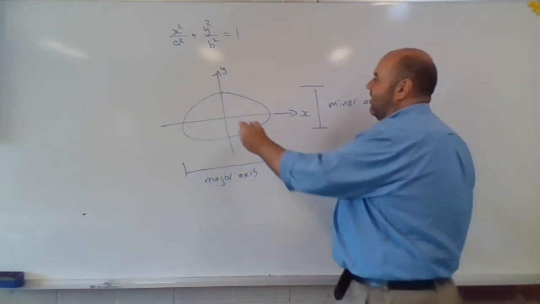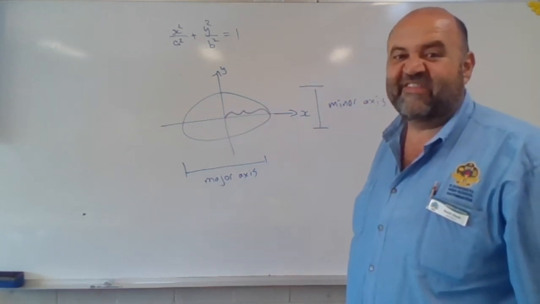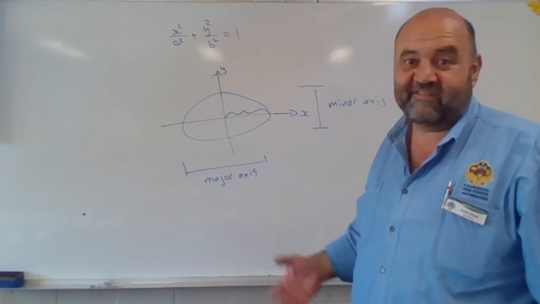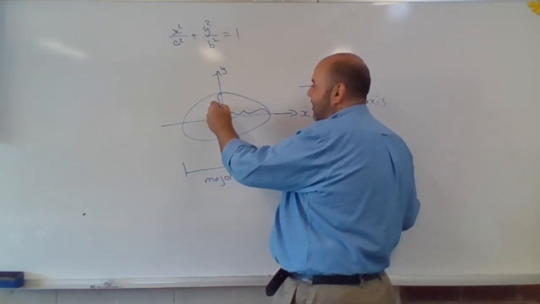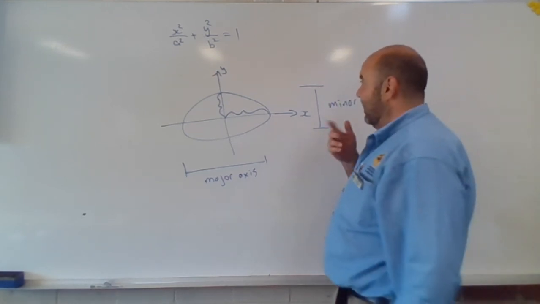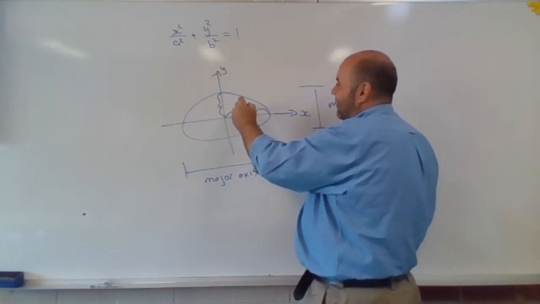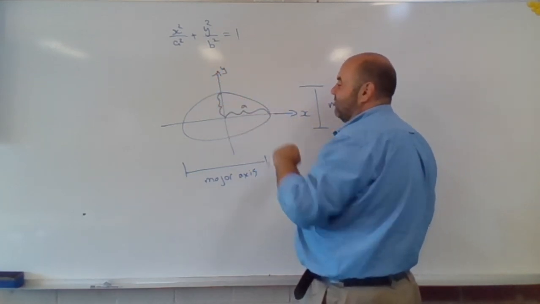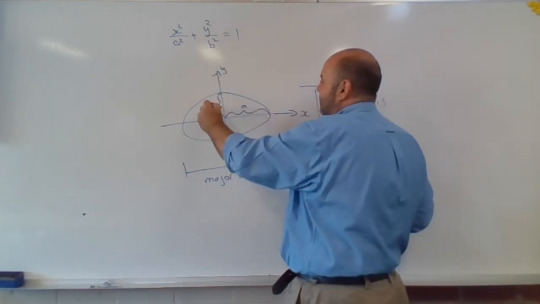So we call this here, because we're really creative, the semi-major axis, because it's half of the major axis. And we call that guy there the semi-minor axis, because it's half of the minor axis. And it turns out, you can do a little bit of algebra to verify this, that a there is my semi-major axis, and that b there is my semi-minor axis.